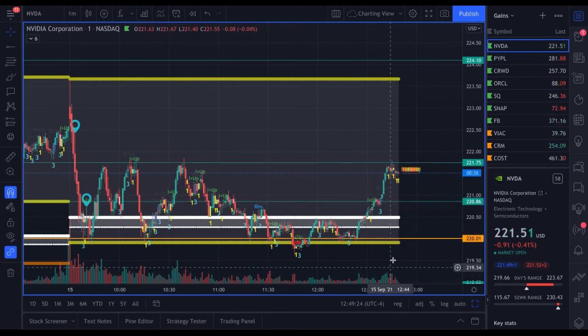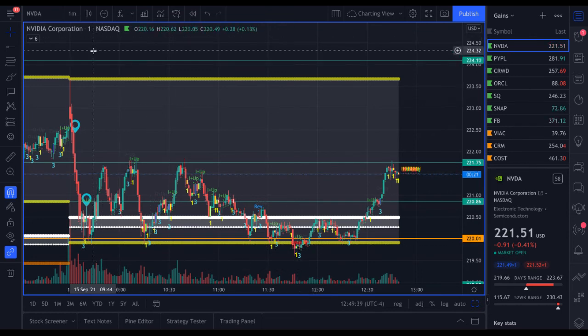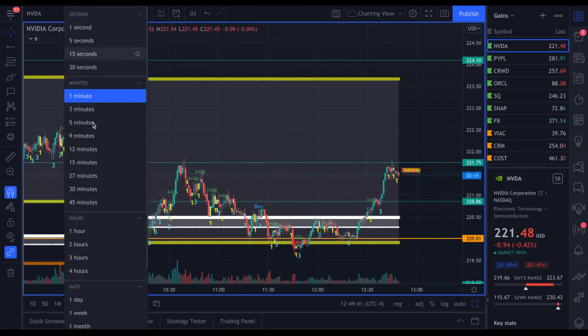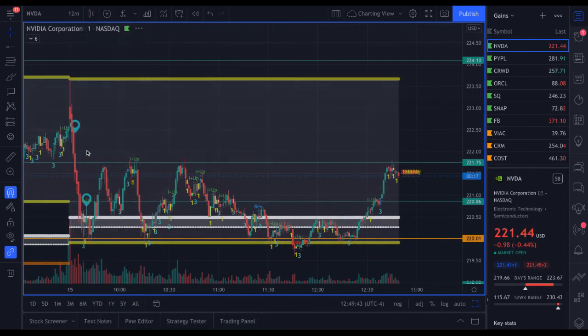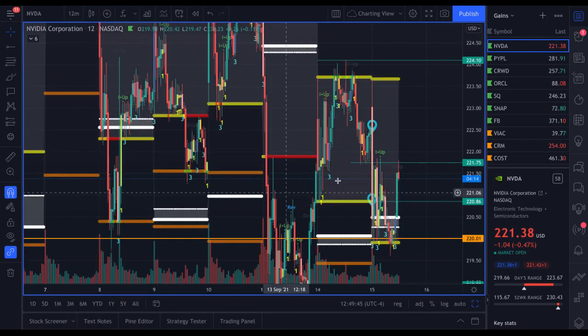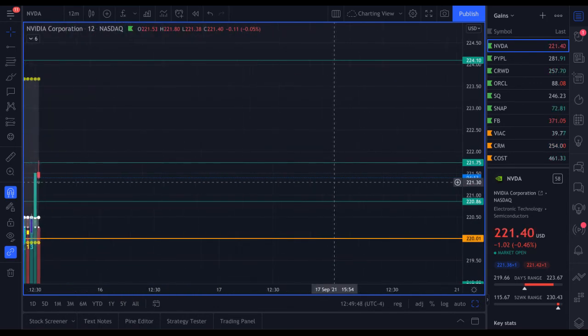So the 220 put is what I got. And you can see here, potentially could have had higher profit, but would have had to hold through a lot and exited around 11:48. So if you are interested, you can use higher time frames to make those decisions instead. So let's take a look at a higher time frame.